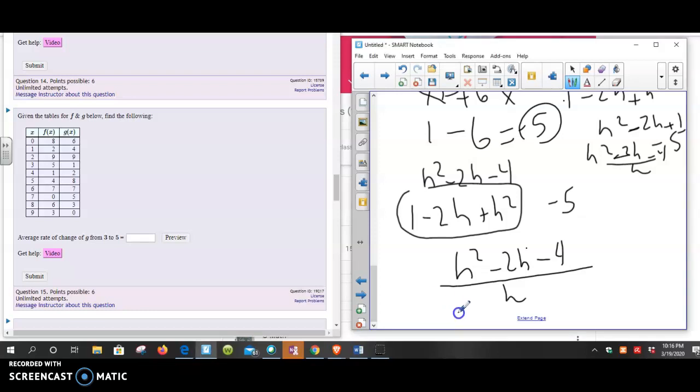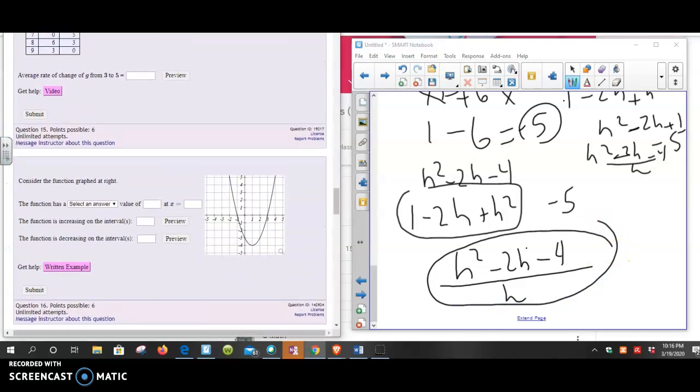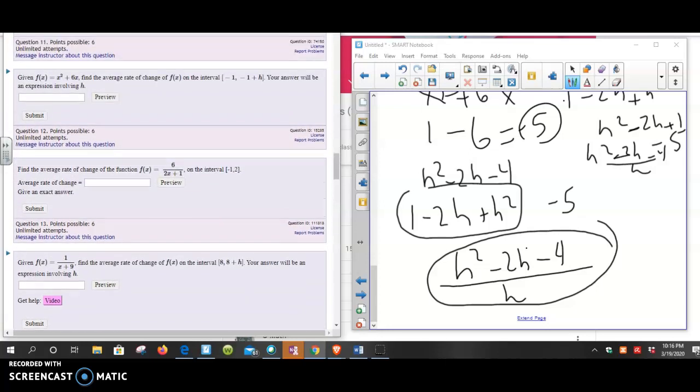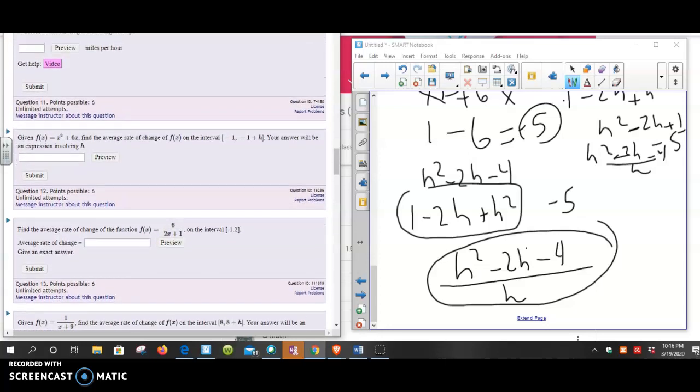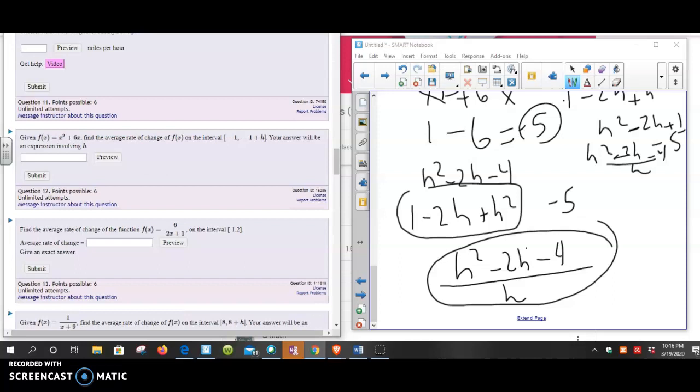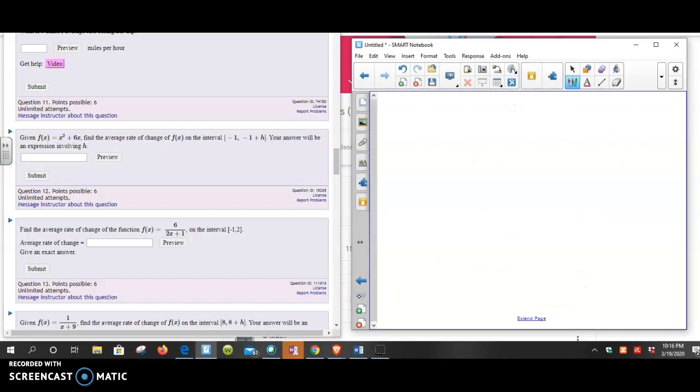So that previous problem we left off at number 11. If you follow that through, you're going to get this expression. And the question does say that your answer will be in terms of h. Where is it? Right here. It says your answer will be in terms of h. So that means that the answer has h in it, and that's okay. That doesn't mean it's wrong or anything like that. So, moving on.